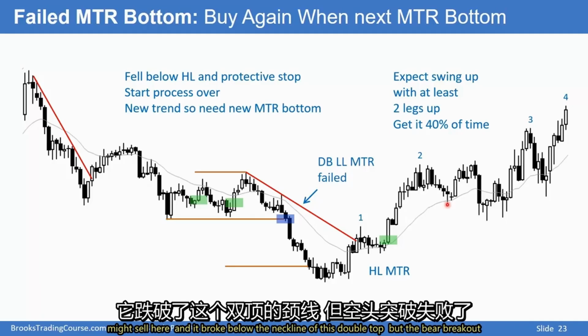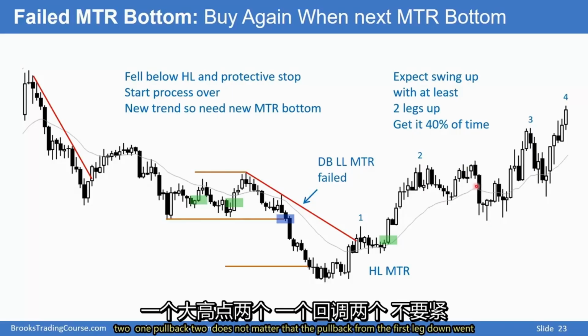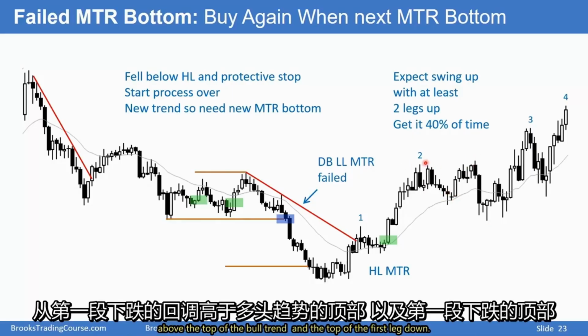And it broke below the neckline of this double top, but the bear breakout failed. And the bulls will look to buy a resumption up. An ABC pullback, A, pullback B, a big high 2, 1 pullback 2. Does not matter that the pullback from the first leg down went above the top of the bull trend and the top of the first leg down.